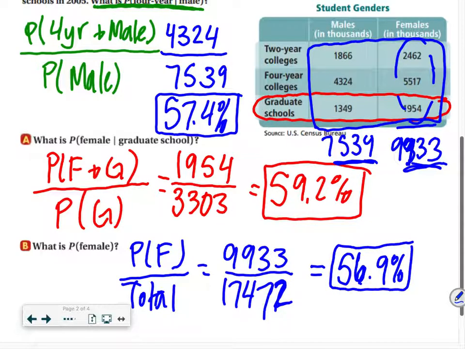Okay, I want ears listening. Whenever there is no given part, there's no condition, there's no straight line, it is always divided by your total. Okay? So some of those are on the homework. Good on this page?